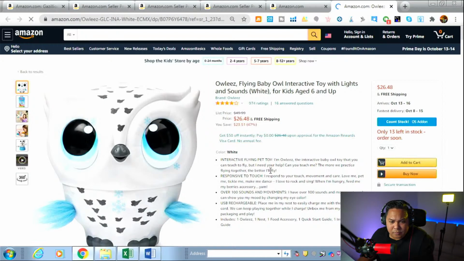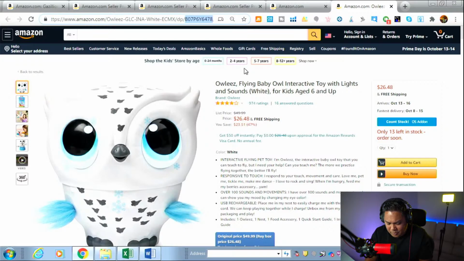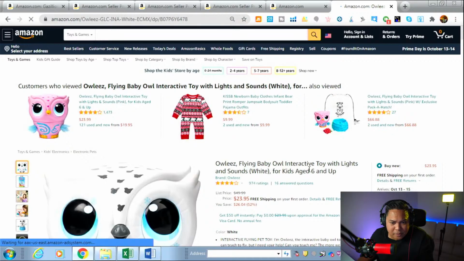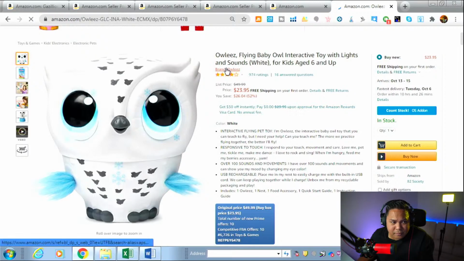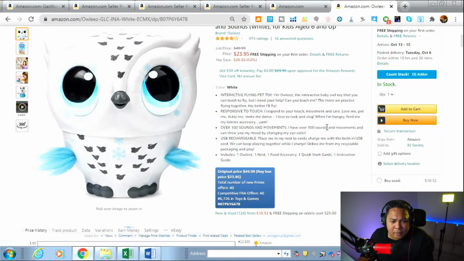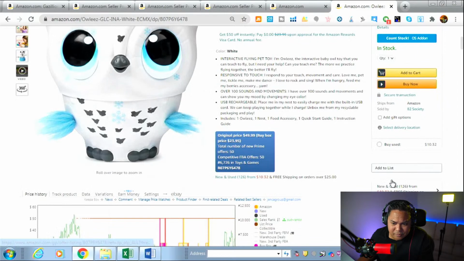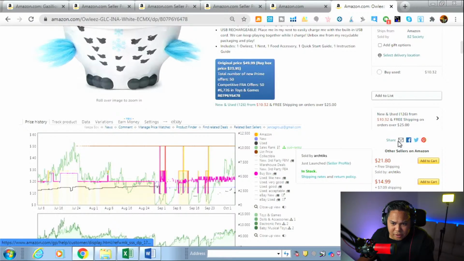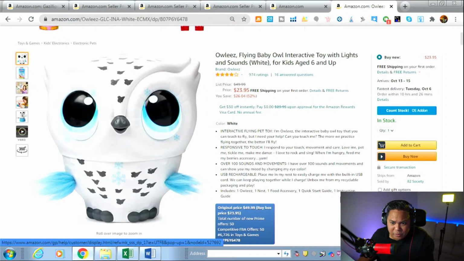Owlies. Again, we're looking at the seller's listing, so we want to take the ASIN, paste it into the internet search browser, so we can pull up the actual listing. 2395. Wow, competitive FBA sellers 50. So Amazon does sell this. There's a few gaps in here where Amazon does sell it and run out. Actually, Amazon's selling it right now. So these guys are actually beating Amazon because this is FBA. They're selling it for $23.95. Amazon's selling it for $28.99. Are they profiting from it? I don't know.